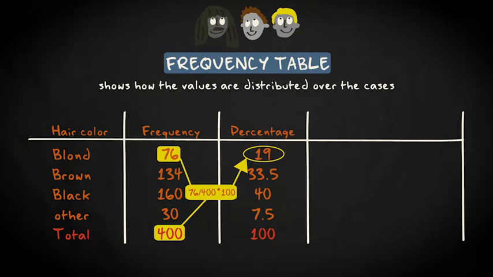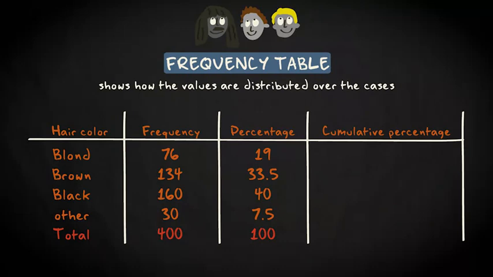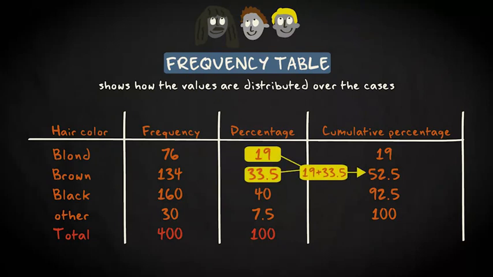Sometimes researchers use cumulative percentages. It is easy to compute them. Cumulative percentages are nothing more than the percentages in every category added up. So you can see here that 19 plus 33.5% equals 52.5% of all players has blonde or brown hair.